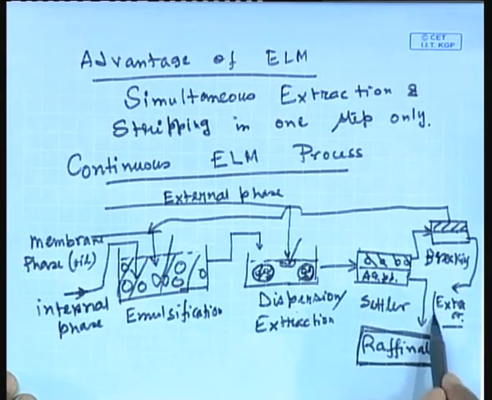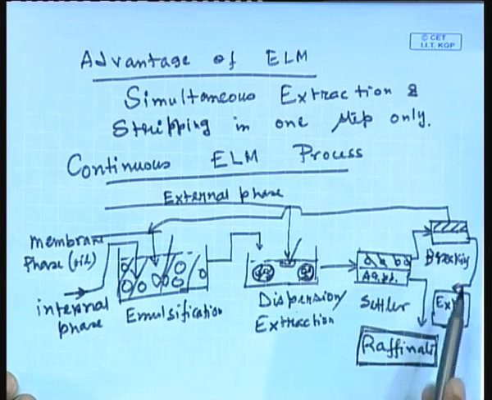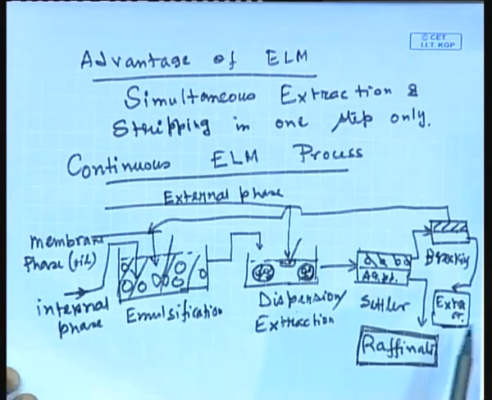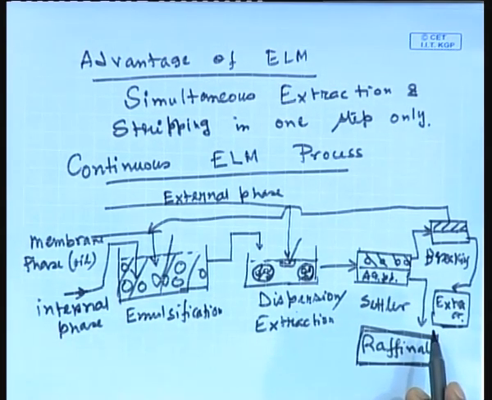On the other hand, in the extract phase, in the emulsion that you get after the emulsion breaking, the extract phase contains the whole of the pollutant in a concentrated manner. So, you separate out the pollutants from the raffinate phase and get a concentrated version of the pollutant in the extractant phase. That is how a continuous emulsion liquid membrane system will operate.